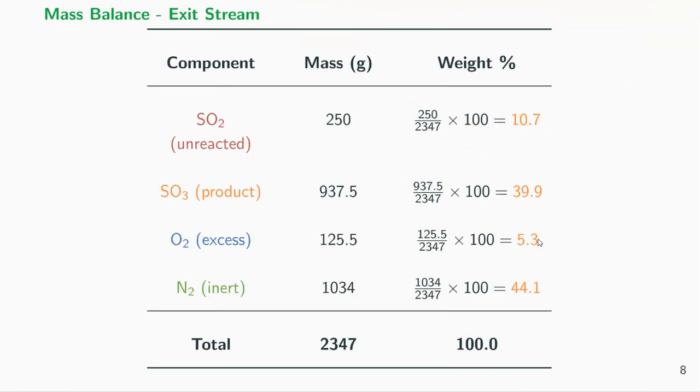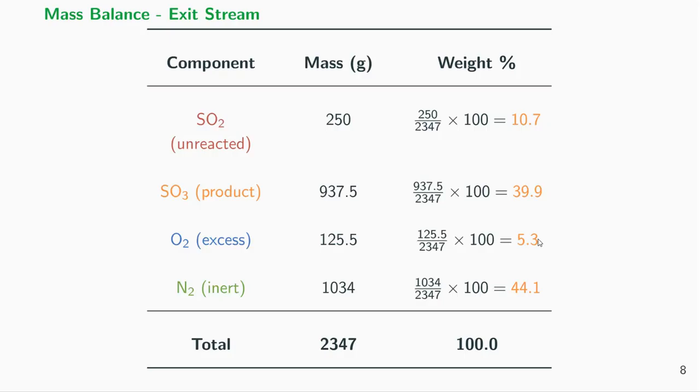Now the mass balance of exit gas composition. SO2 unreacted is 250 gram. SO3 in product, the converted SO2 to SO3, is 937.5 gram, and excess oxygen is 125.5, and N2 inert is 1034, which we already calculated in the previous slide. So now if I add all this, it adds up to 2347.